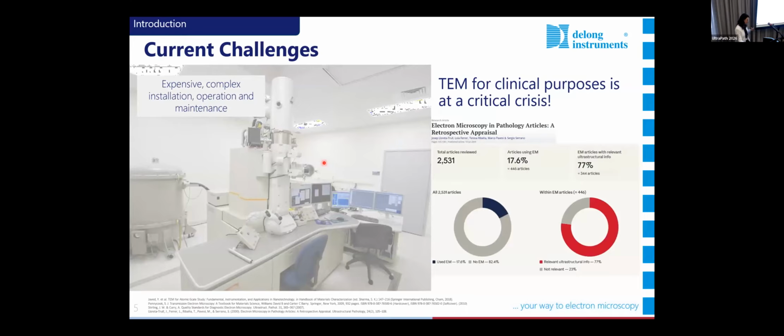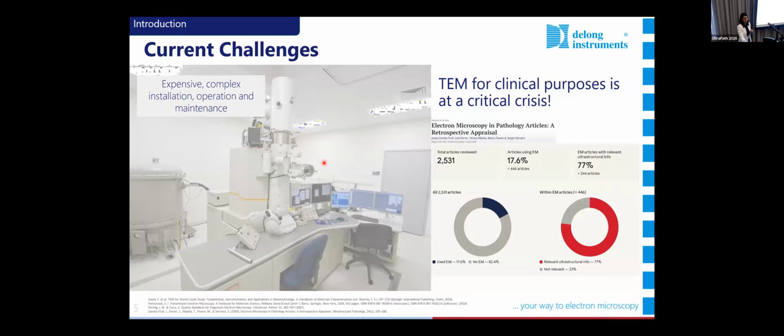So the current challenge when we are talking about transmission electron microscopy: we do have the standard conventional electron microscopes. They usually operate at 100, 200, 300 kV. They are good equipment. However, we all know that they are expensive, with very complex installation, and sometimes expensive maintenance too.